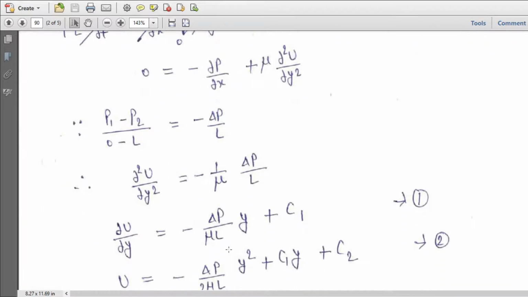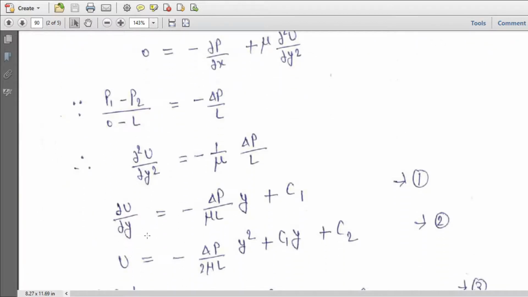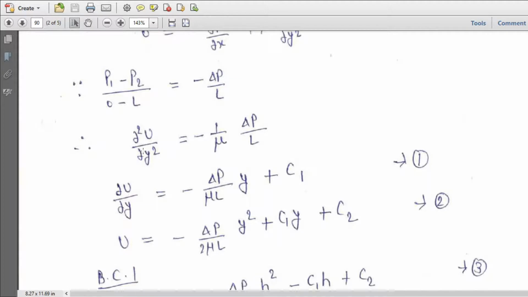And for that we can integrate this. The first integration gives du upon dy equal to minus delta p by mu L times y plus c1, and u equal to minus delta p upon 2 mu L y square plus c1 y plus c2.